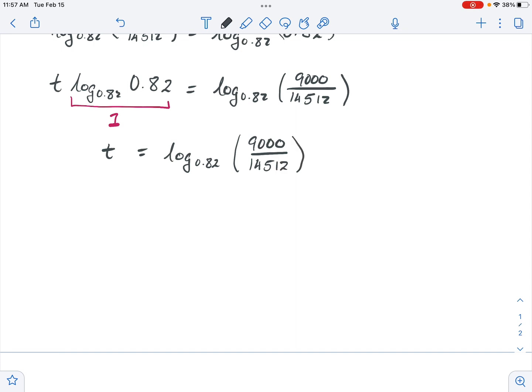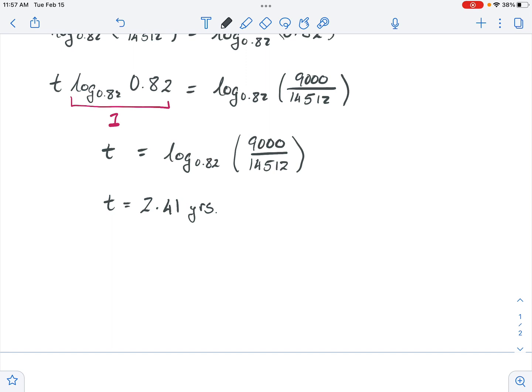And I can work out my T using my calculator, which I will do. 0.82, and I have 9,000 divided by 14,512, and I get 2.407, so approximately 2.41 years. And that's how we do that sort of a problem.